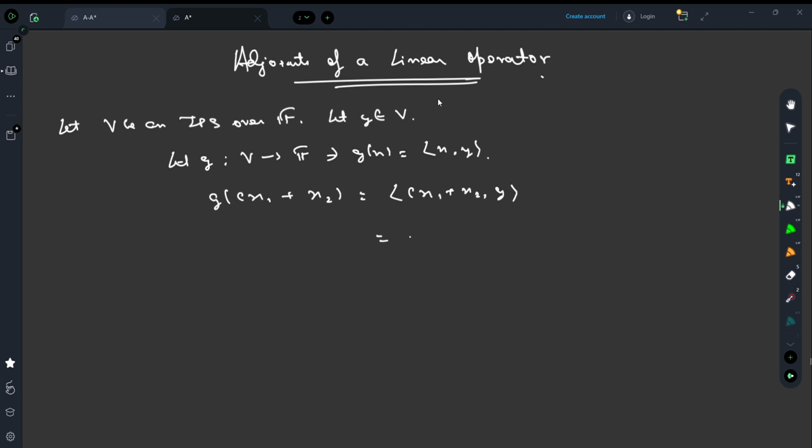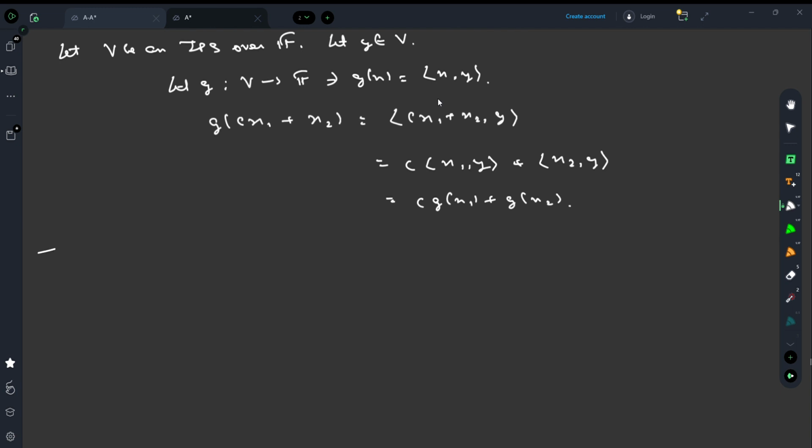Because if you consider g of cx1 plus x2, where c comes from F, and x1 and x2 come from V, then it is the inner product of cx1 plus x2 with y. Then you can break it down as c times the inner product of x1 with y, plus the inner product of x2 with y. So it is c times g of x1 plus g of x2. So indeed it's linear. Now our goal is to say that if I choose a vector y from V, then I can also give a linear functional in terms of y. So let me state it as a theorem.